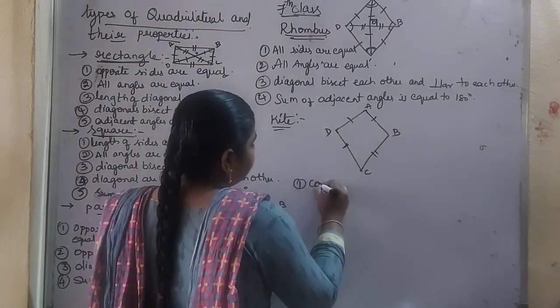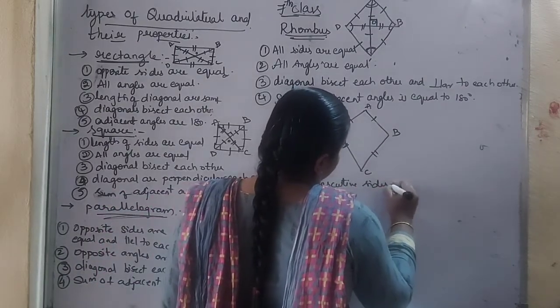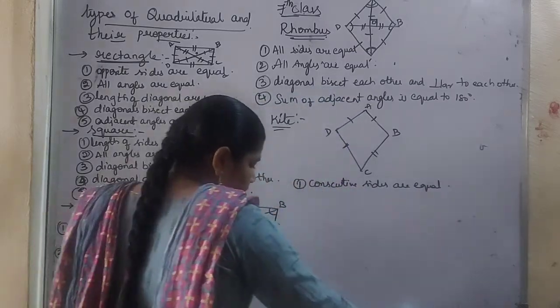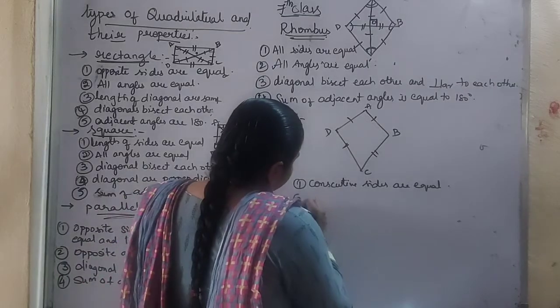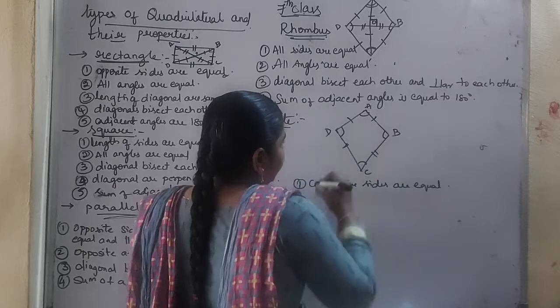What is that? Consecutive sides are equal. So in a kite consecutive sides will be equal. And second, about angles, these two will be equal and these two will be equal.